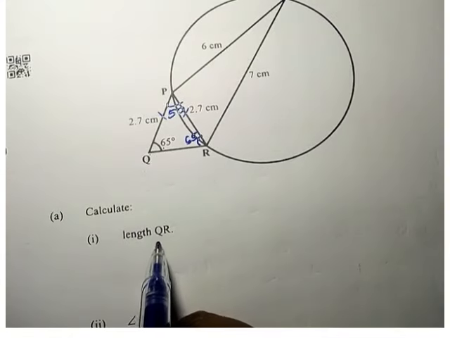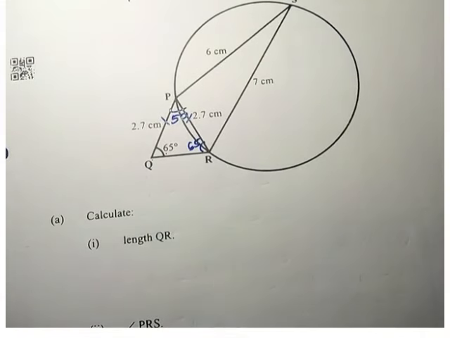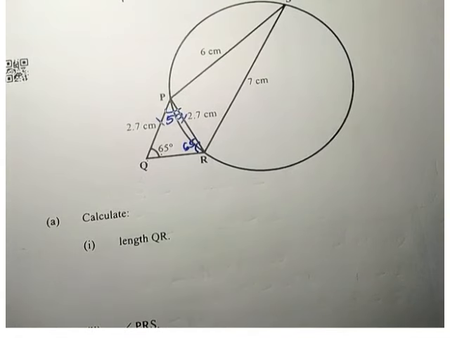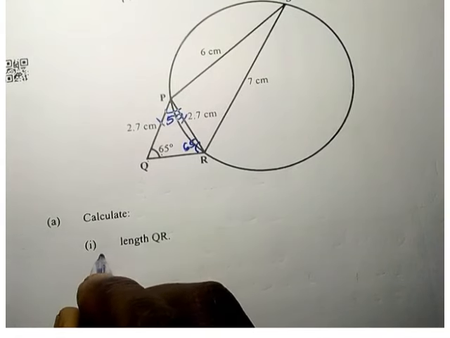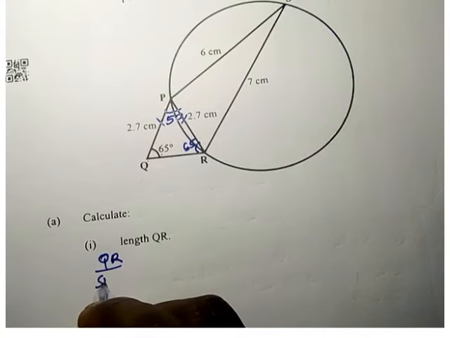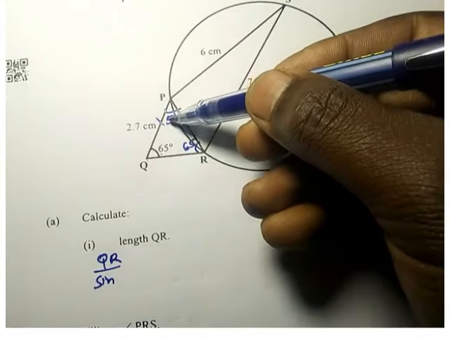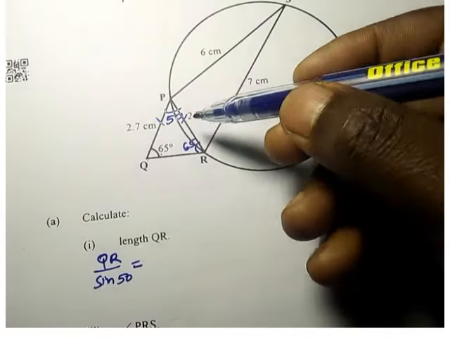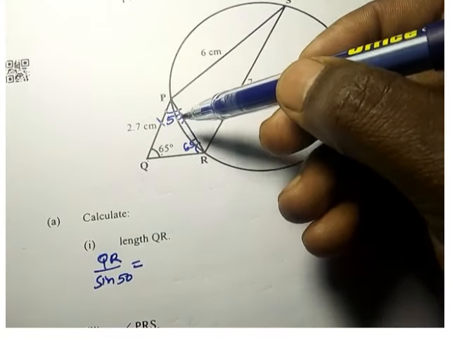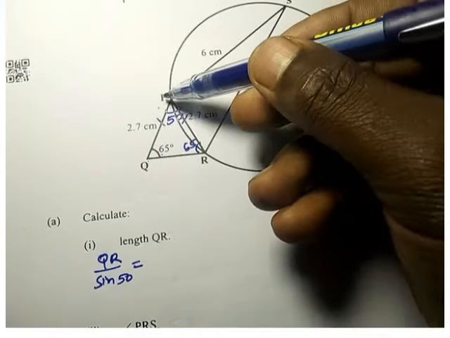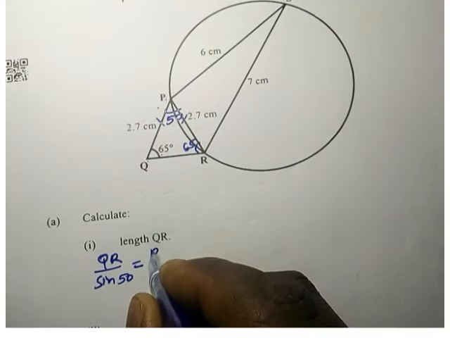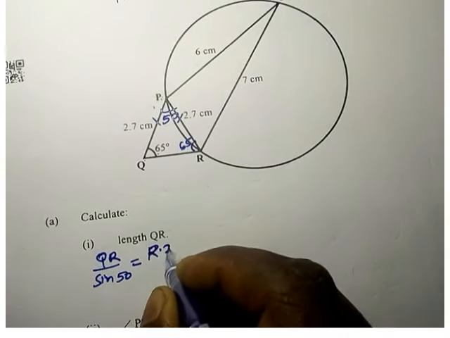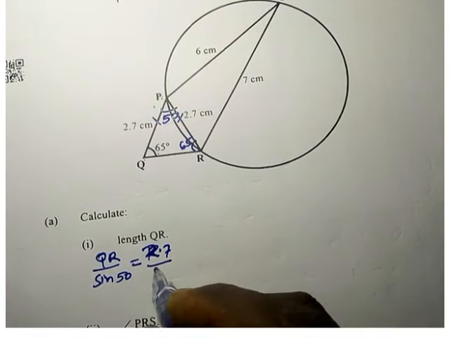So calculate the length QR. We want to calculate the length QR. We are going to use the cosine rule and the sine rule to calculate this. So if I use the sine rule, I will say that QR divided by sine QR, the angle here is 50, so sine 50 will be equal to P. I can take PR or PQ, PR, and PR is 2.7 divided by sine 65.